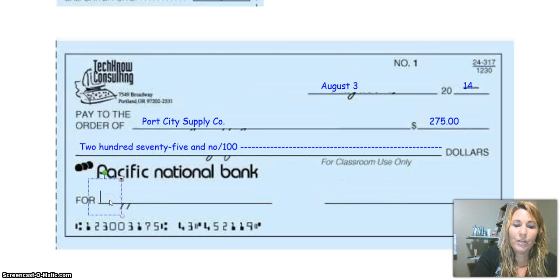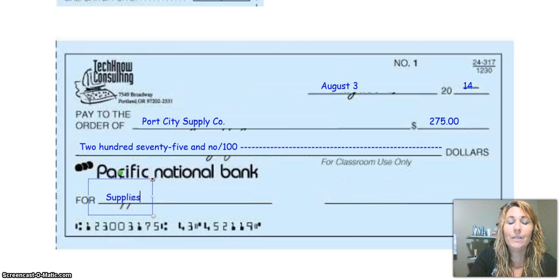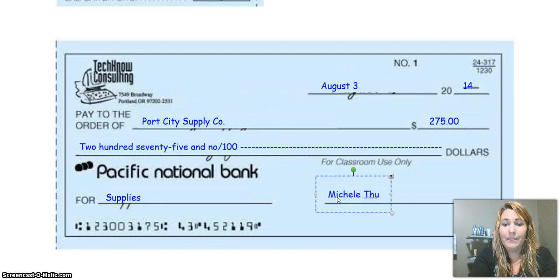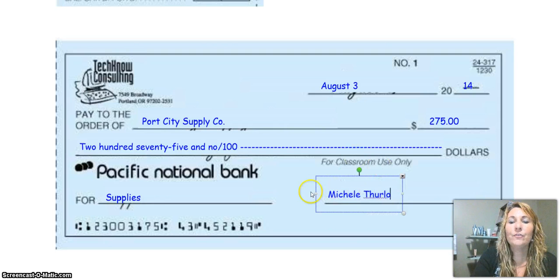The purpose of this check was for supplies. And a good general business practice is not just to put supplies, but maybe to put the invoice number or what supplies you were buying here. And then, of course, you need to sign it. And everyone in this class is authorized to sign for Techno Consulting. So go ahead and sign your name. Okay, now you have your check filled out, and it's ready to go in the mail or to take to the store.